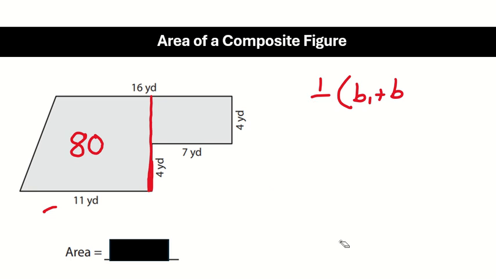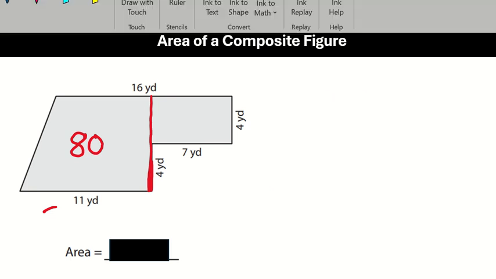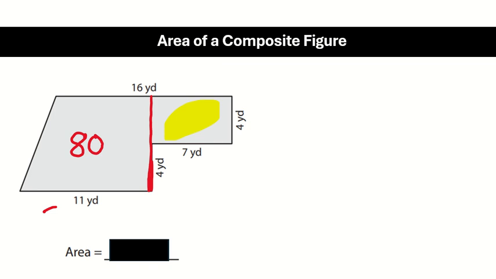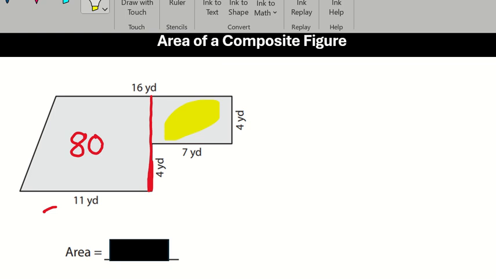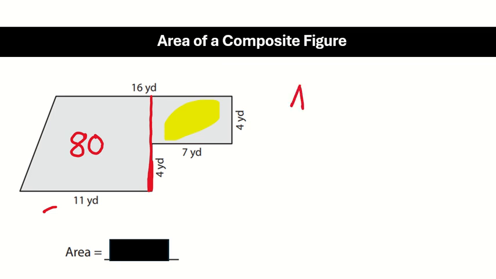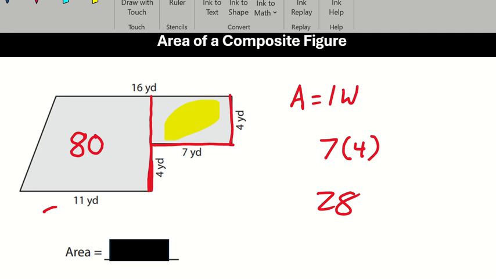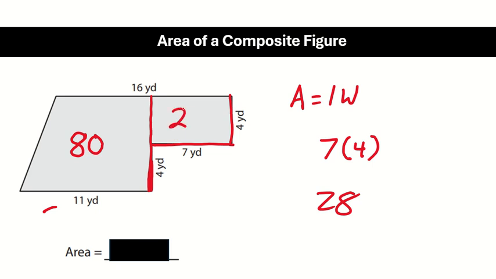Now that we've figured out the area of the trapezoid, let's move on over to the right and let's figure out the area of this lovely rectangle right here. Now remember, to find the area of a rectangle, we're simply taking the length times the width. The length, being the longer of the two lines, is 7 times a width of 4. 7 times 4 is 28, which means that the area of the rectangle is going to be 28 yards.